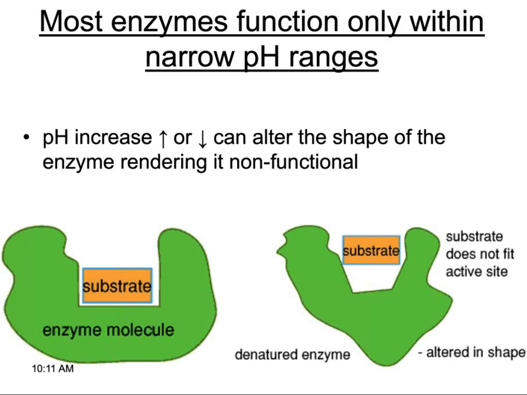Similarly, most enzymes function only within very specific narrow pH ranges. A change in pH can alter the shape of the enzyme. And when the shape is changed, the substrate won't be able to attach to the enzyme molecule, which will affect various biochemical reactions.